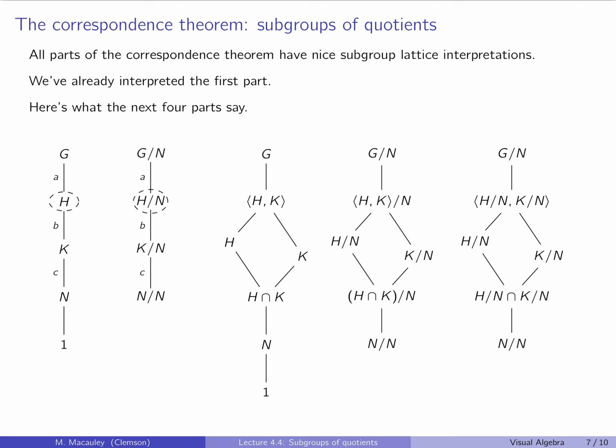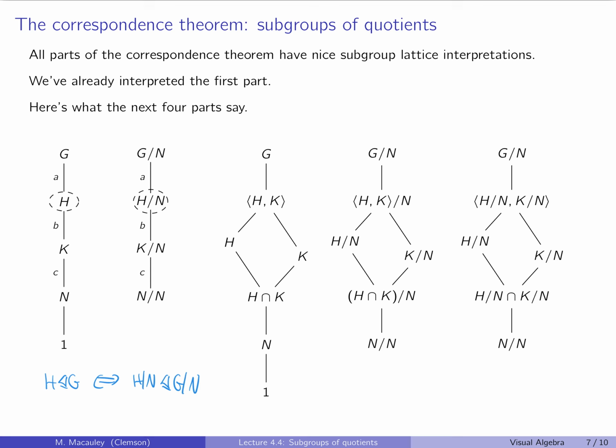All parts of the correspondence theorem have nice subgroup lattice interpretations. We've already interpreted the first part. Here's what the next 4 parts say. So the second part said that H mod N is normal in G mod N if and only if H is normal in G. In other words, if the conjugacy class of H mod N has size 1, then the conjugacy class of H has size 1.